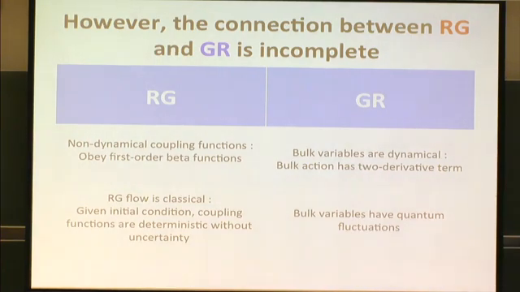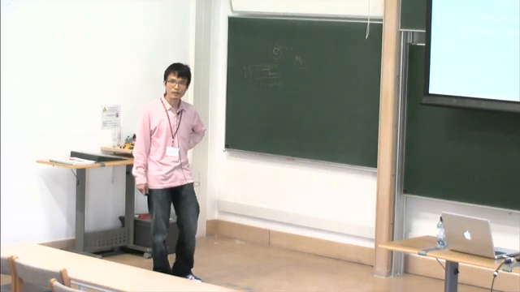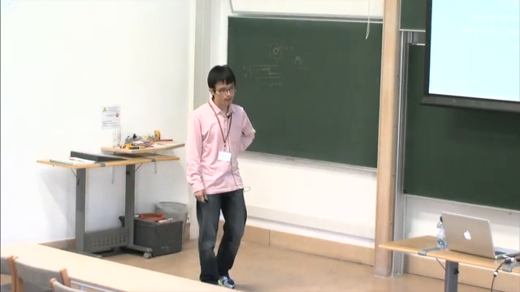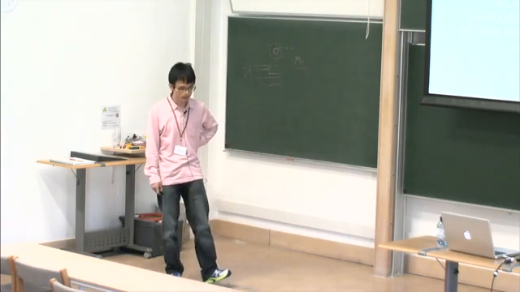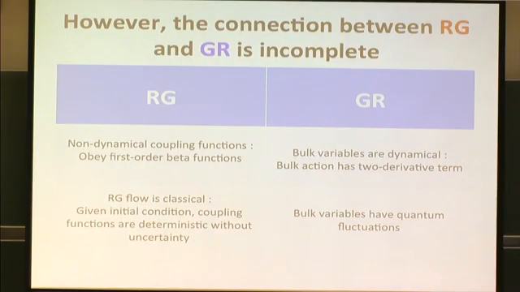But I think there is an important gap in our understanding between RG and holography. So first of all, in RG, the coupling functions or coupling constants are non-dynamical in the sense that they obey a first-order differential equation. So if we interpret the radial direction as a time, then it's like a system where kinetic energy is quenched. On the other hand, on the holographic side, we usually have a two-derivative action, and then the equation of motion is a second-order differential equation.